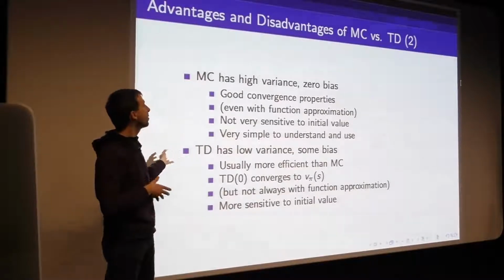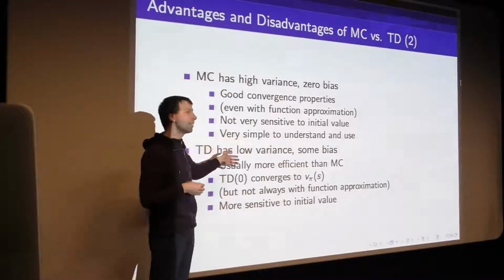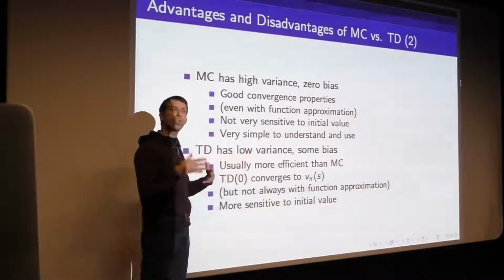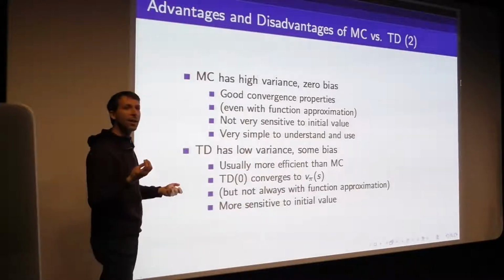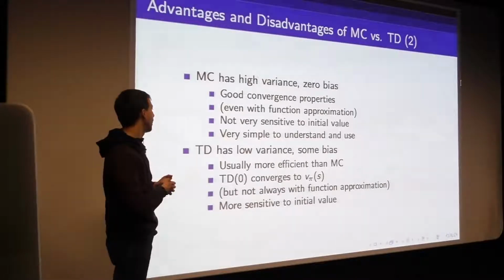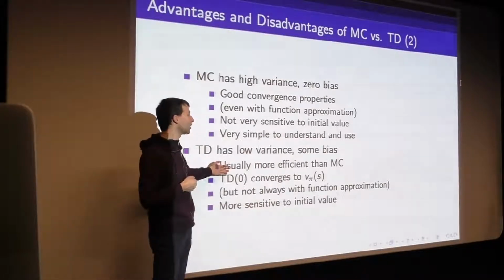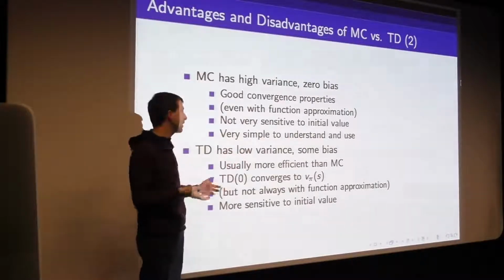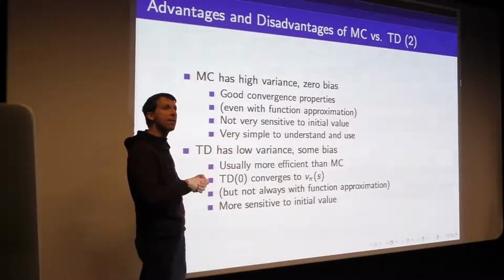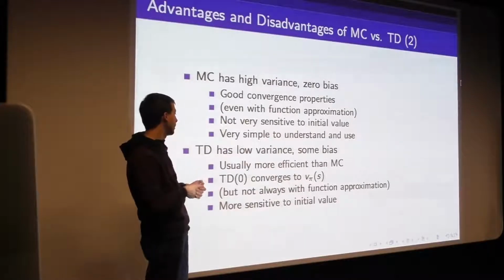TD, on the other hand, is much lower variance, but it has some bias. And so you should be wondering, well, does the algorithm even work if it's biased? And the answer, luckily, is yes. And it's usually much more efficient than Monte Carlo because it's so much lower variance. In most situations, and we'll see examples of this, TD is generally a much more efficient algorithm.